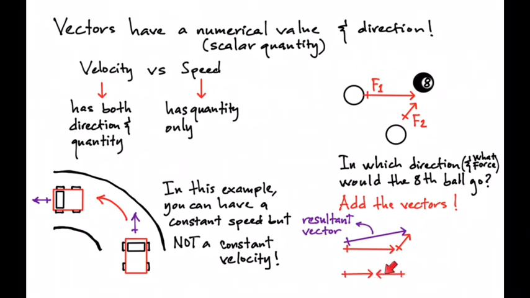And if you have, let's say, two opposing vectors with the same scalar quantity, meaning the same length, then what you have is a zero resultant vector. So you have a net resultant vector of 0.